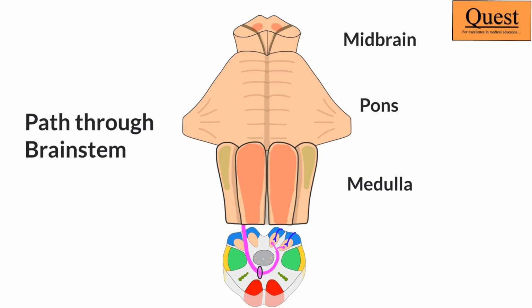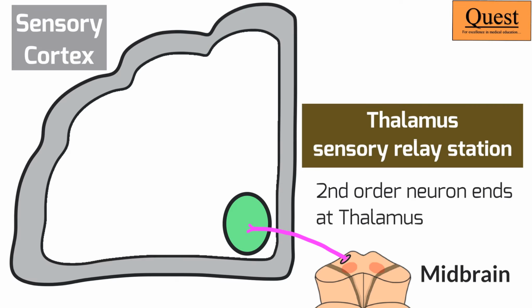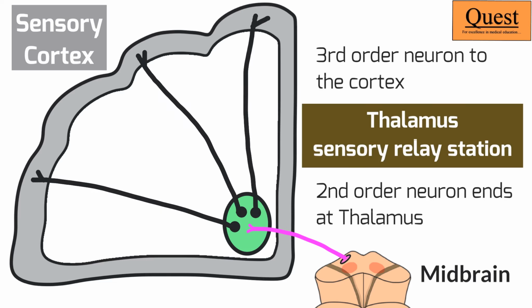The medial lemniscus will climb upwards in the medulla, the pons, the midbrain to finally reach the thalamus. From the thalamus, the third order neuron would arise, and that would reach the somatosensory cortex in the parietal lobe.